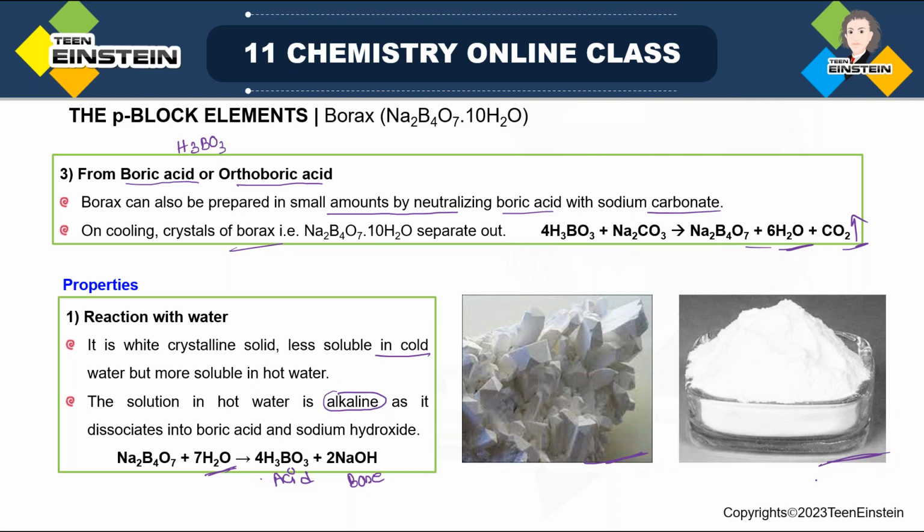So fine, it is the hydrolysis of borax we are getting, acid and base, but the base is very strong, so that is why ultimately the solution is alkaline in nature. This is the first property, reaction with water.